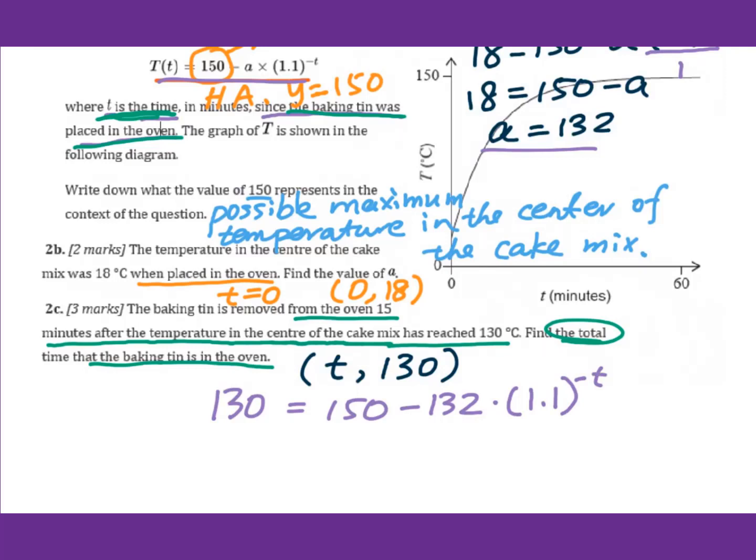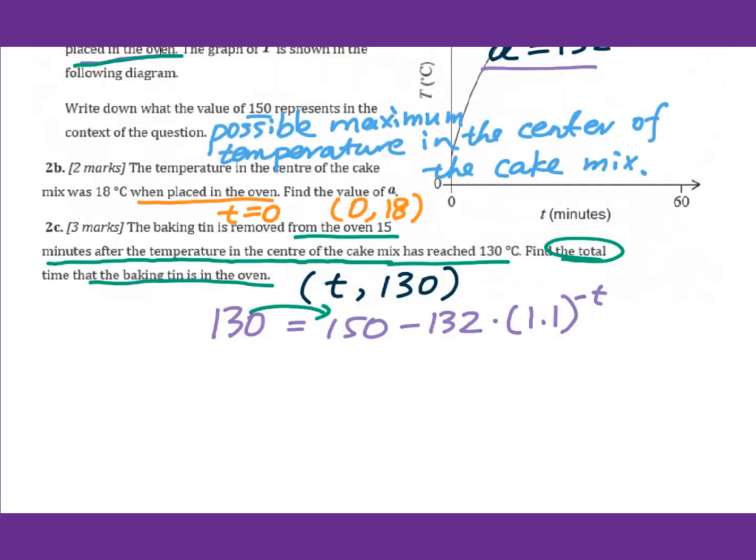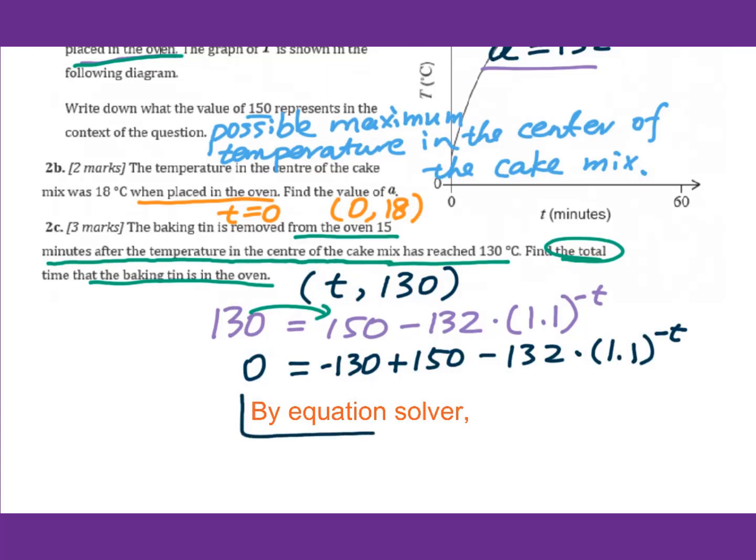We have to use the equation solver. Therefore, move this to the right side so we get 0 on the left side of the equation. On the right side, we get negative 130 plus 150 minus 132 times 1.1 to the negative t power. By equation solver, you will get t equals 19.8 minutes.